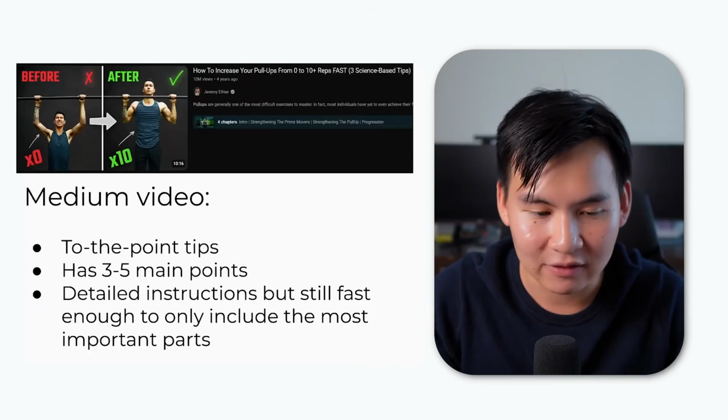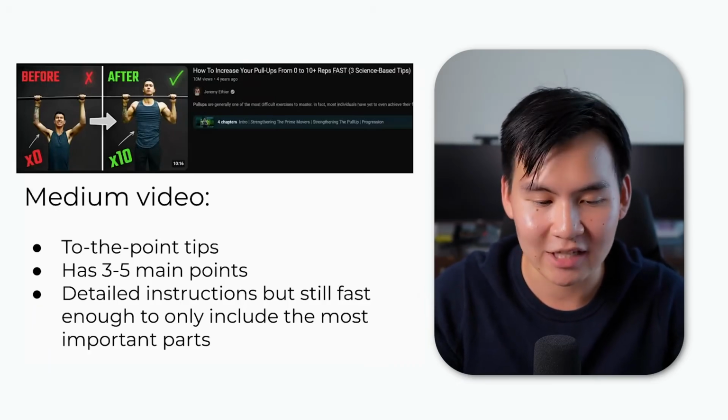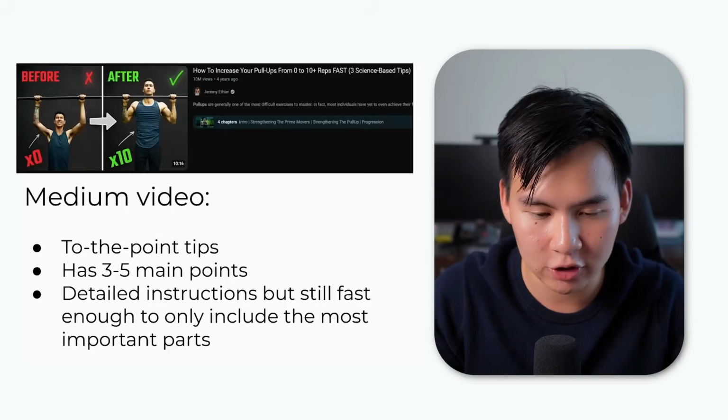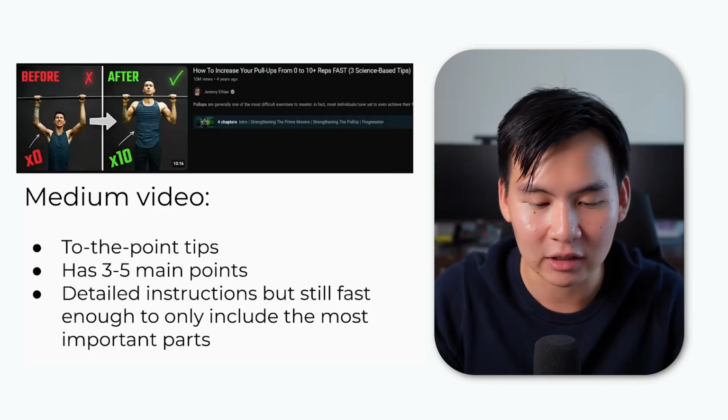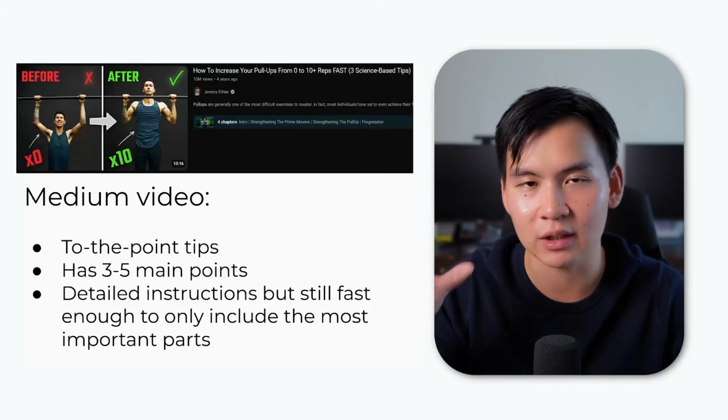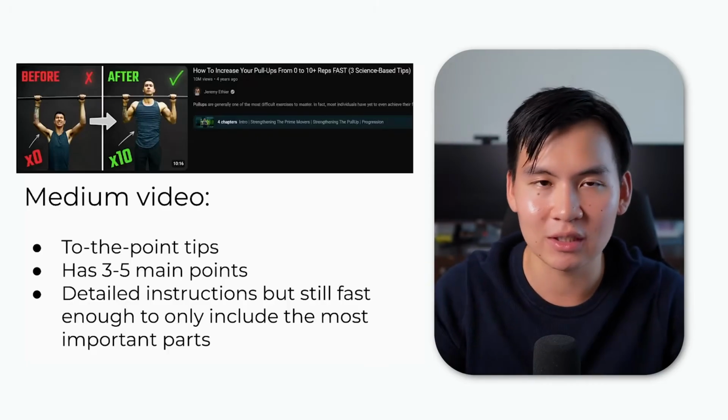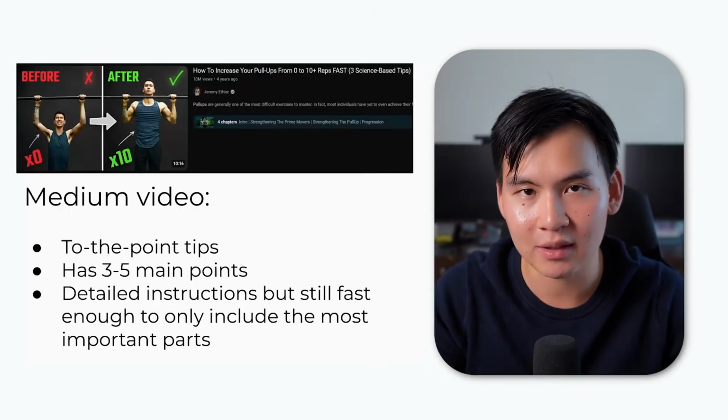And then you have a medium length video with more to the point tips, 3 to 5 main points, detailed instructions, but still fast enough to only include the most important parts. So it's really more concise. Really, the difference in video length is how much information you can put in and how in depth you can go.